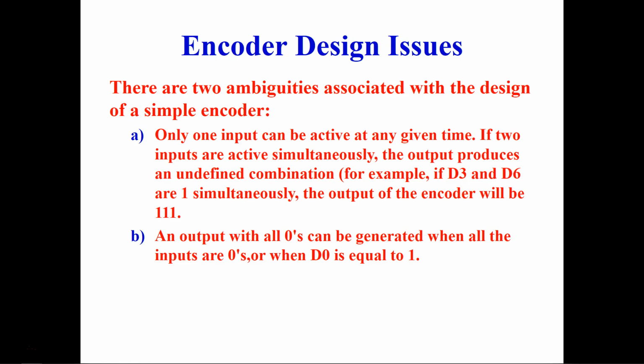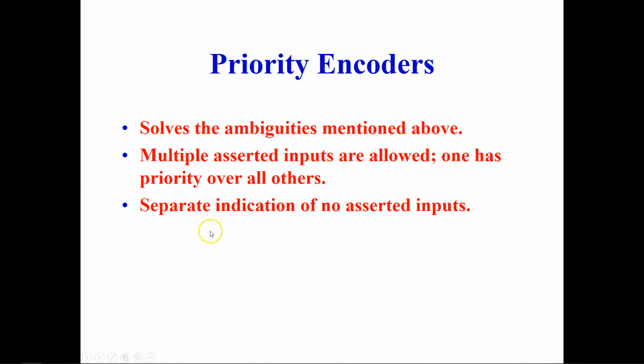So in case 2 or more inputs are active, then make the output code correspond to the highest priority input. I am emphasizing this again: the solution for this type of issue is that if there are 2 inputs activated, then make the output code correspond to the highest priority. So you have to define the highest priority. So let's see, the priority encoder solves the ambiguities mentioned above, which we saw in the previous slide.